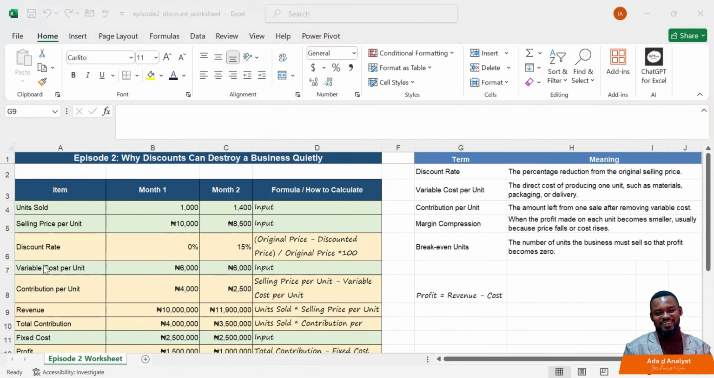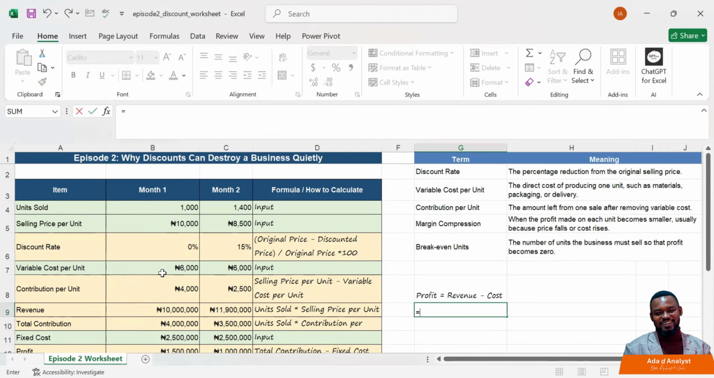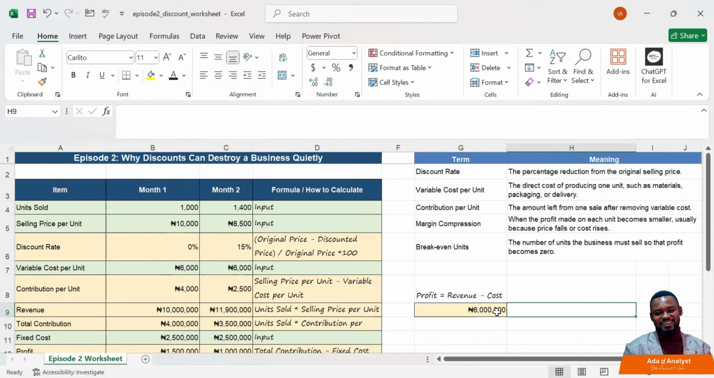So here we were given variable cost per unit. So to know our total variable cost, we multiply our variable cost per unit by the total units sold. For month one, we'll say equals this 6,000 naira multiplied by the units sold. We will now have 6 million naira as the variable cost for month one. Okay, you can see, right? So this is for month one.